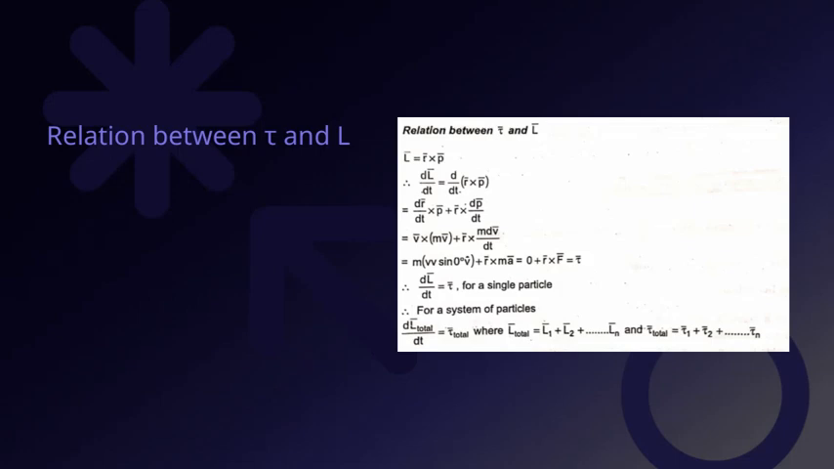Let's take a closer look at the relation between tau and L. As you can see, tau typically represents a characteristic time scale, while L stands for a characteristic length. Understanding how these two are related helps us grasp the dynamics of the system we're studying. Essentially, the relationship often depends on the physical context, such as wave propagation or diffusion processes. For example, in many cases, tau can be proportional to L divided by some characteristic velocity.